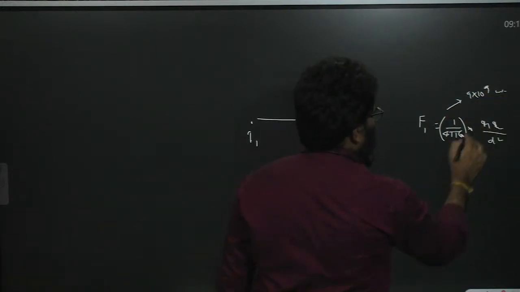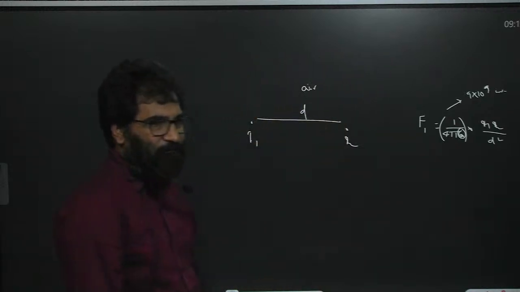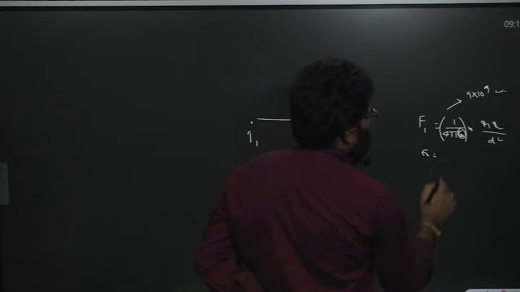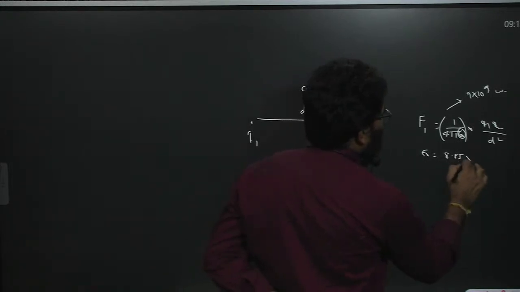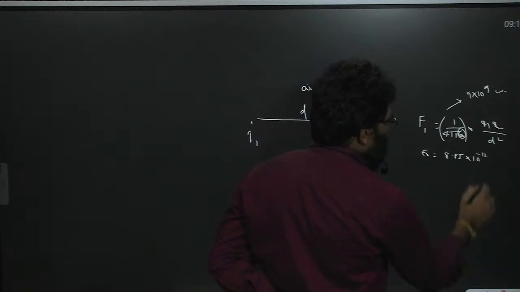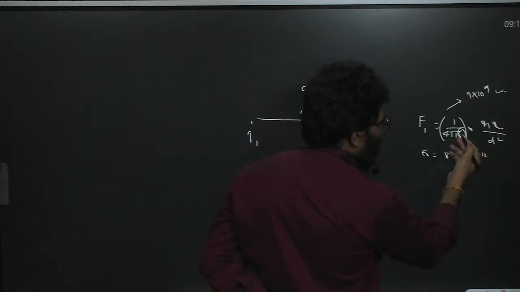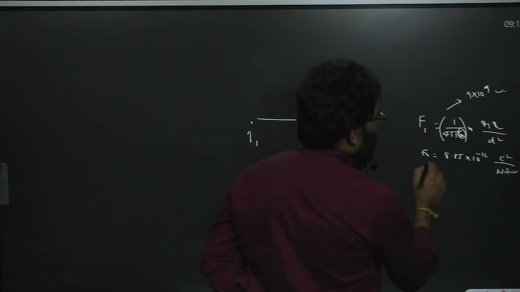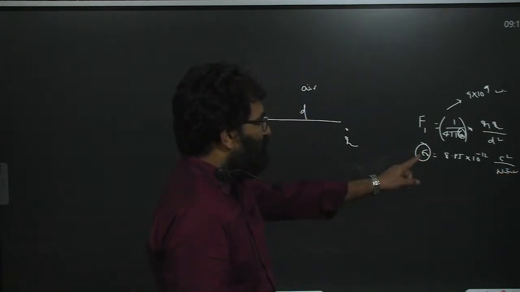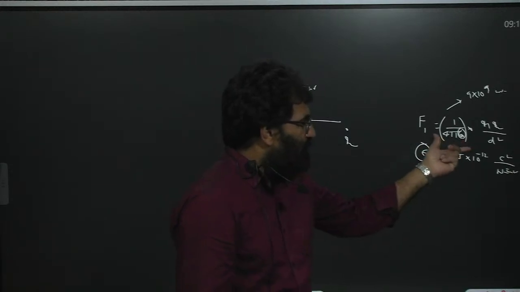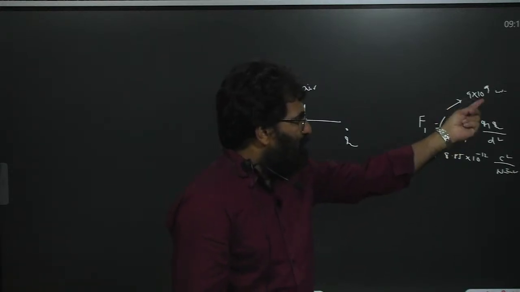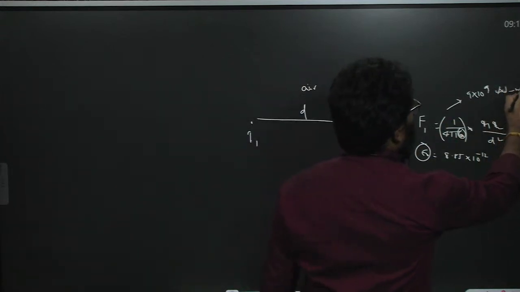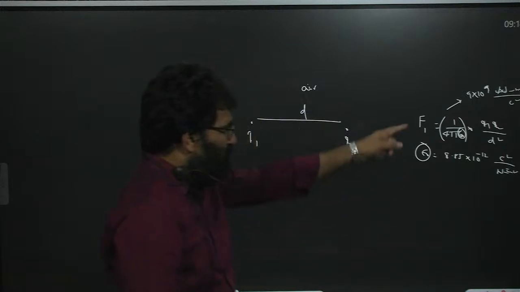Now the units. Epsilon naught is the permittivity of free space, and its value is 8.85 into 10 power minus 12. Its units are coulomb square per newton meter square. You can find the dimension formula of epsilon naught, and also of 1 by 4 pi epsilon naught. The units of 1 by 4 pi epsilon naught are newton meter square per coulomb square.